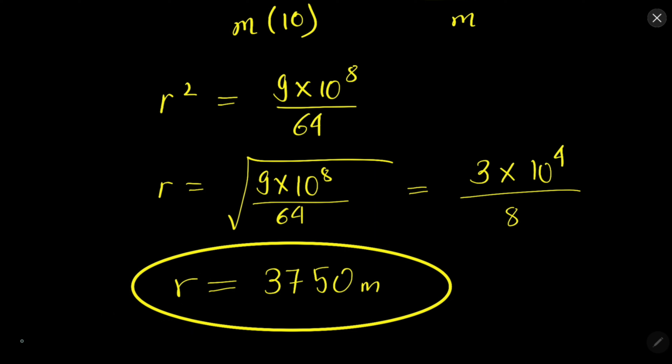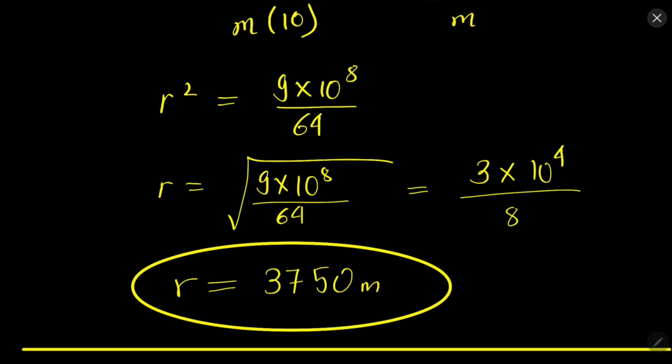So if the force between two charges has to be equal to a weight, then the 1 coulomb charges are to be placed this much apart. It is approximately 3.75 kilometers apart. Okay.